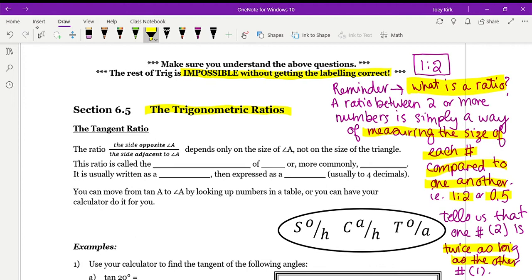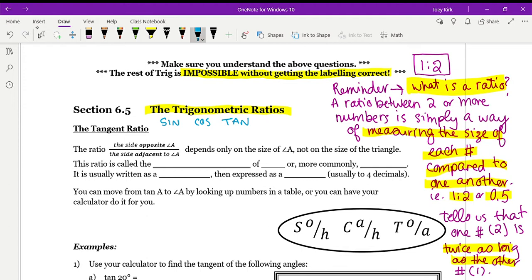And when we are looking at the trigonometric ratios, we're going to be looking at ratios based on 3 mathematical functions, which are sine, cos, and tan. And we're going to start with the tangent ratio, okay? And this is actually where we get SOHCAHTOA from, okay? So we're going to start with the tangent ratio, and then we're going to move on from there.